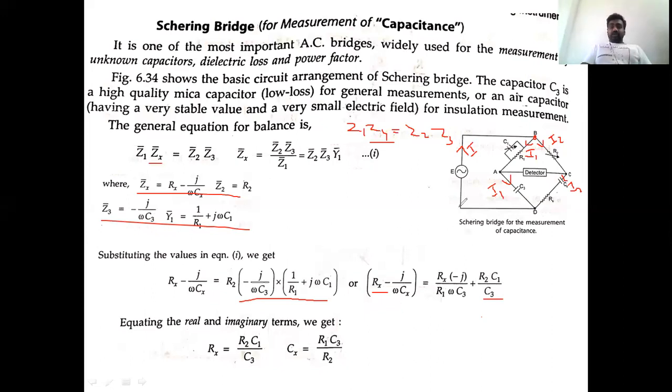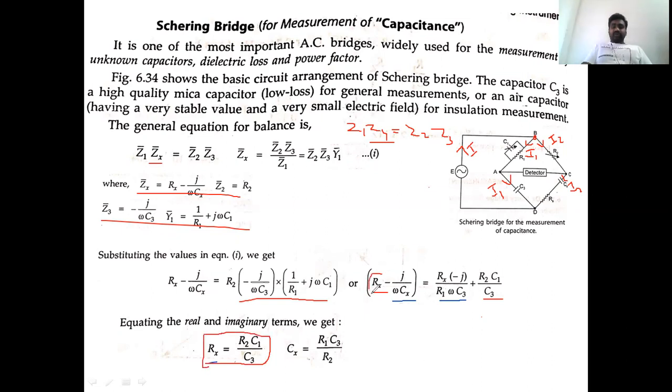This is a real term. So what are the imaginary terms? Imaginary terms in the sense, minus j divided by omega Cx, that is equal to Rx into minus j divided by R1 into omega C3. If we equate real terms with respect to imaginary terms, we know the value of Rx.